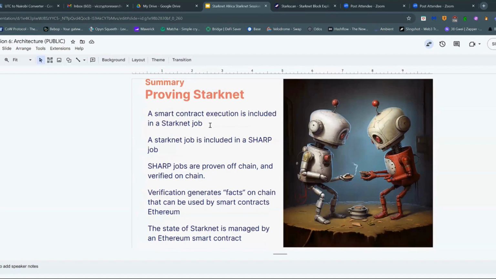Yeah, so as we summarize, proving on Starknet, we can see that a smart contract execution is included in a Starknet job, which basically is like a cron job, which is further included into the SHARP. SHARP is the acronym for the shared proof. So SHARP, pretty much like the other components on Starknet, is proven off chain and verified on chain.